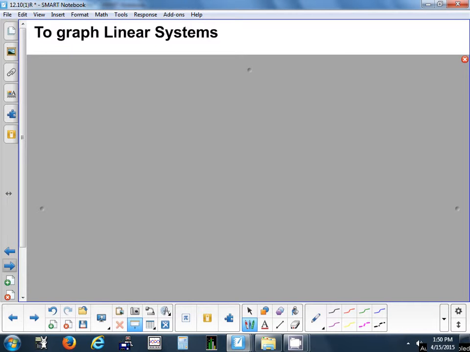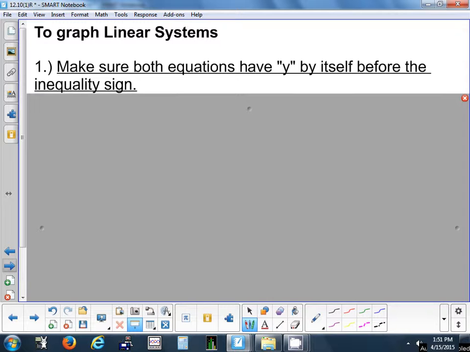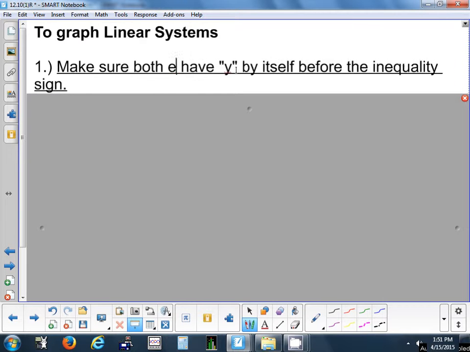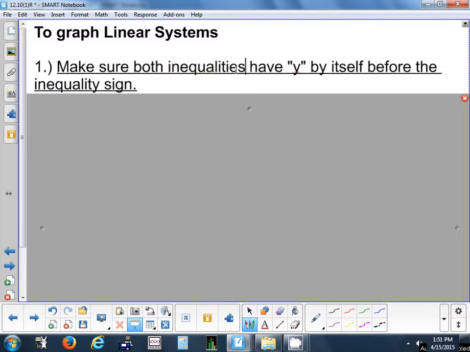All right, those inequalities. So my first step, just like we just talked about, is to make sure both equations have y by itself. I'm sorry, both inequalities. Thank you, Mr. Hager. Make sure both inequalities have y by itself before the inequality sign. No negative attached, no number attached. No x with it. You gotta move the x to the other side. Those 3 different things we just talked about, that's what this means. You gotta make sure y is by itself before the inequality sign.